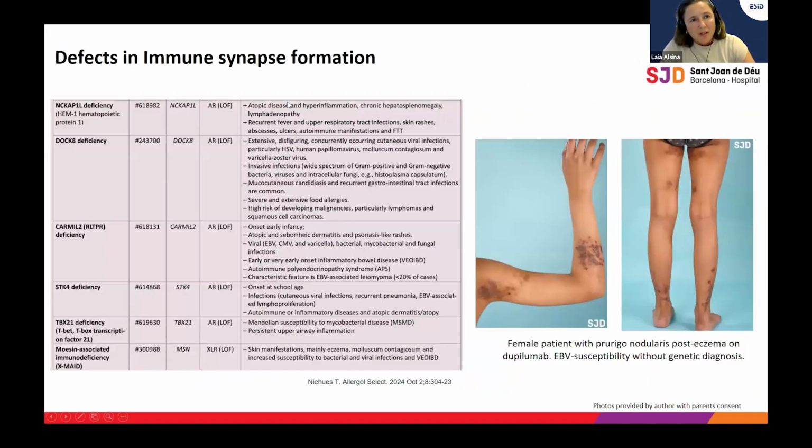There is this group of immune synapse formation deficiencies in which we have, of course, DOCK8 that has been mentioned previously by Bodo, but other diseases in which, besides the EBV-related susceptibility, some patients will also develop a severe dermatitis. For example, this is a young teenager that we follow with EBV susceptibility without a genetic diagnosis, with EBV-induced immune dysregulation, lymphoproliferation, severe atopic, severe eczema, and over time she has developed this prurigo nodularis that is very well responding to dupilumab.